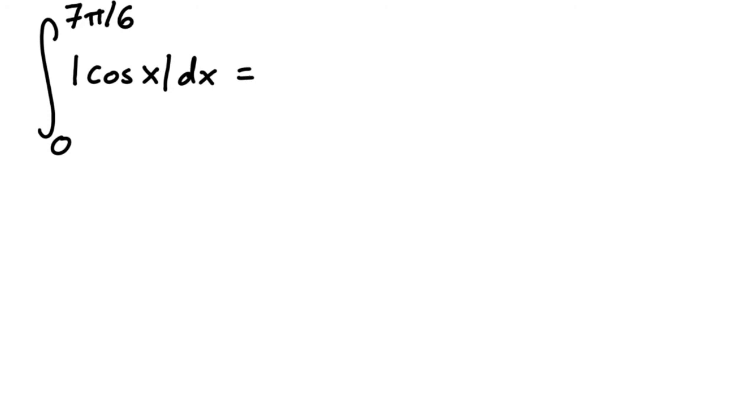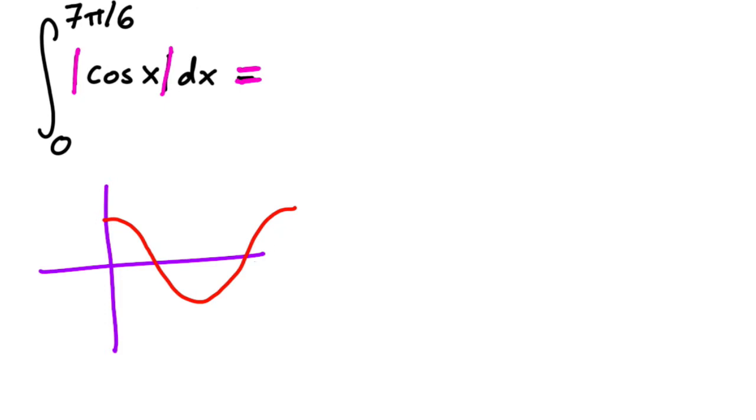Okay, now this one is quite tricky. Anytime you have the absolute value and you're finding the integral, it's a unique challenge. Let me draw a little picture for you so that you can get an idea of what's happening here. We're going from 0 to 7 pi over 6. That's a little bit over where pi is. So let me just draw one cycle of cosine. So this is 2 pi, and here's pi. And so 7 pi over 6, that's a little bit over pi.